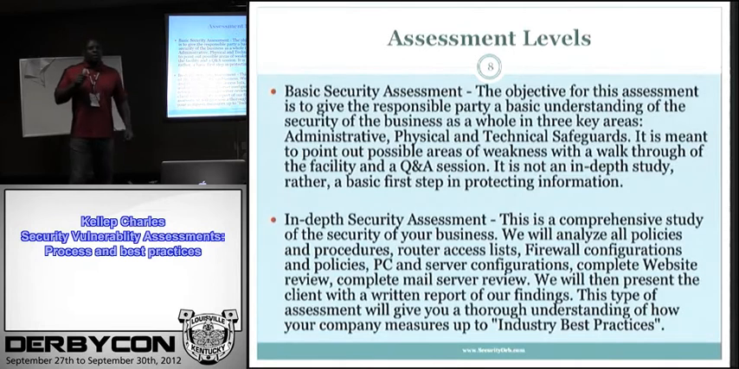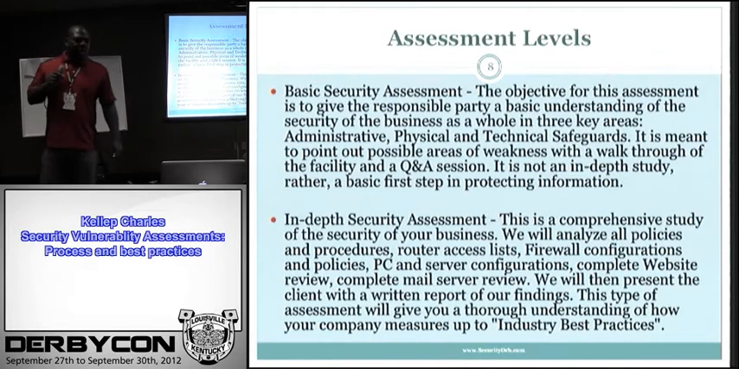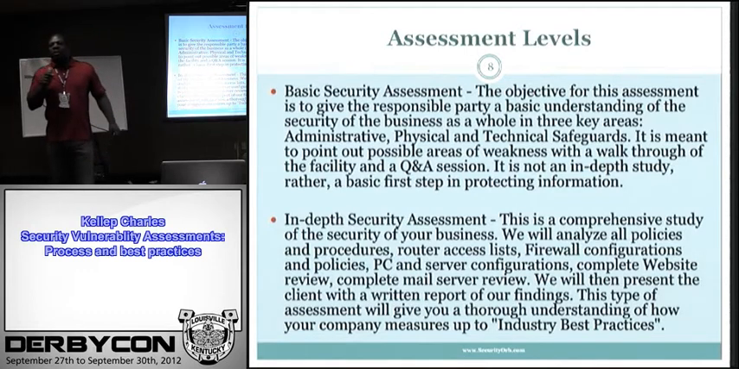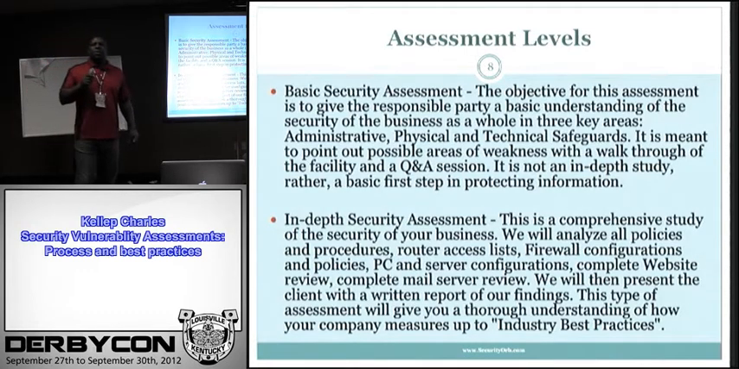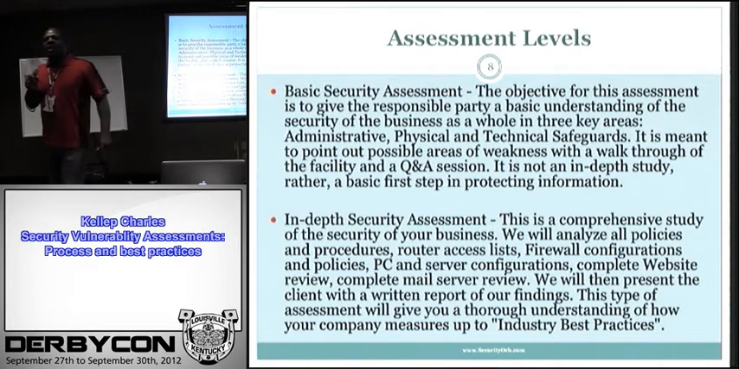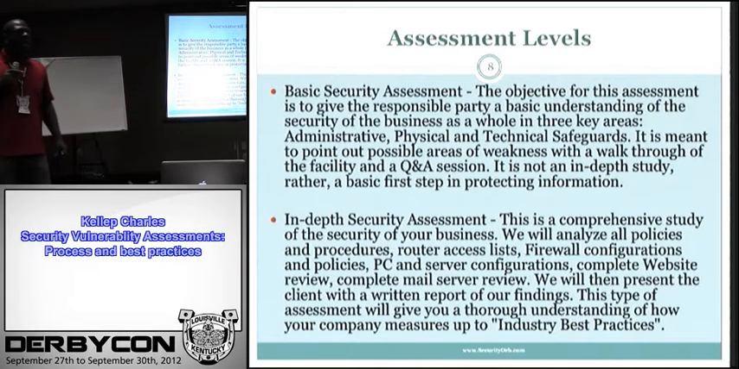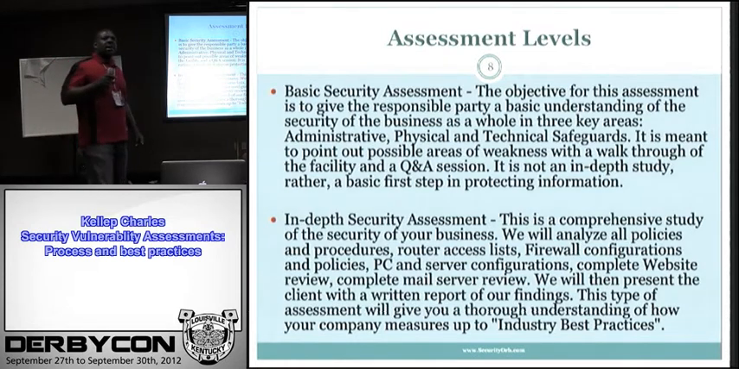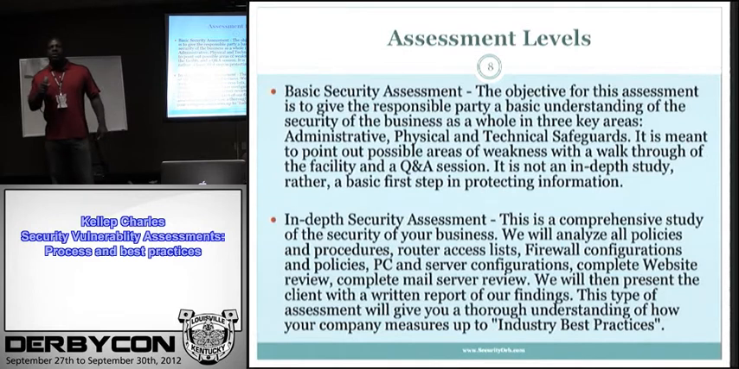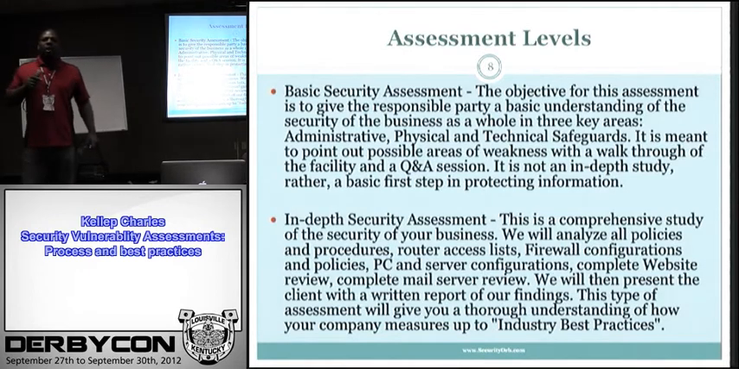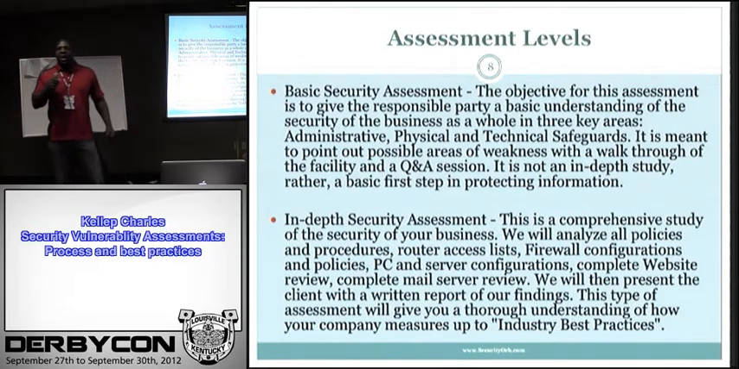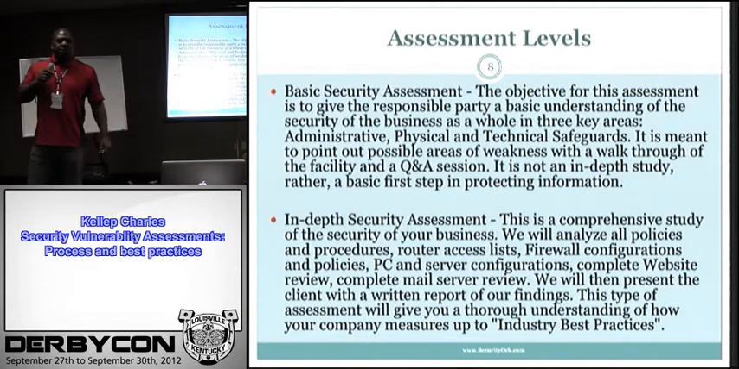So when we talk about security assessment levels, the first one is a basic security assessment. We mainly use basic security assessments when we have a partner site that might be coming on, but we don't have an interconnection agreement with them. Basically we'll go into the site, we'll look at their physical security, make sure that they have the proper controls to get into the processing lab. We'll also take a look at their technical safeguards to make sure that they have timeouts on their passwords.